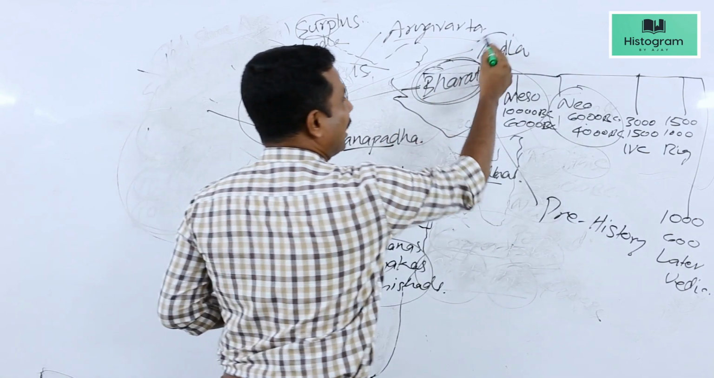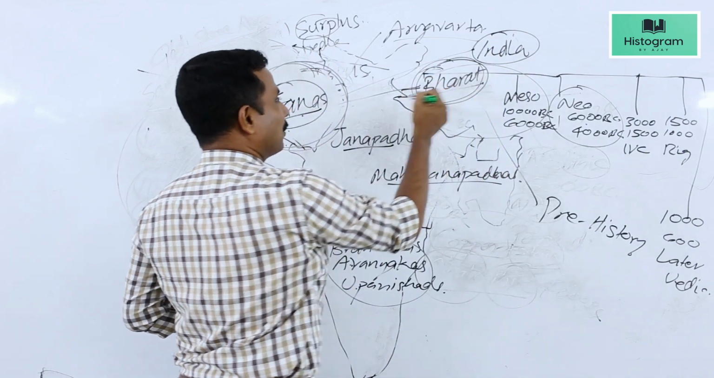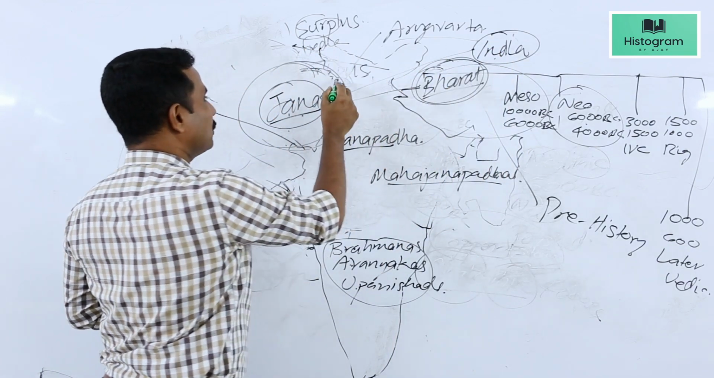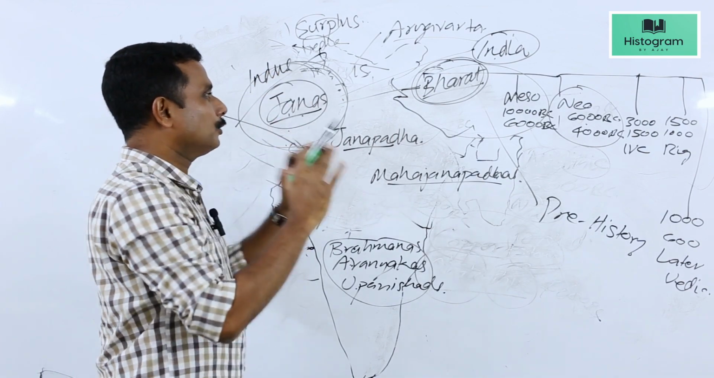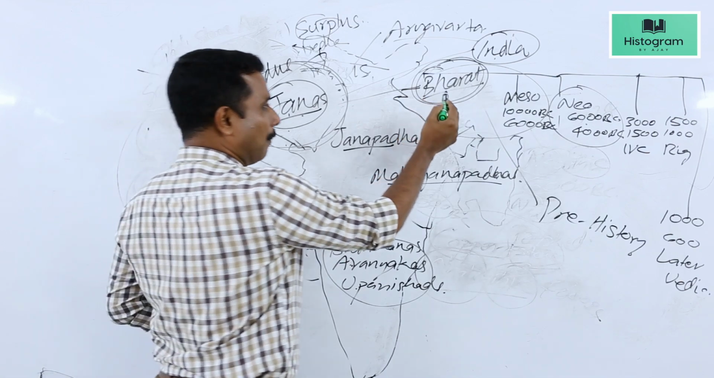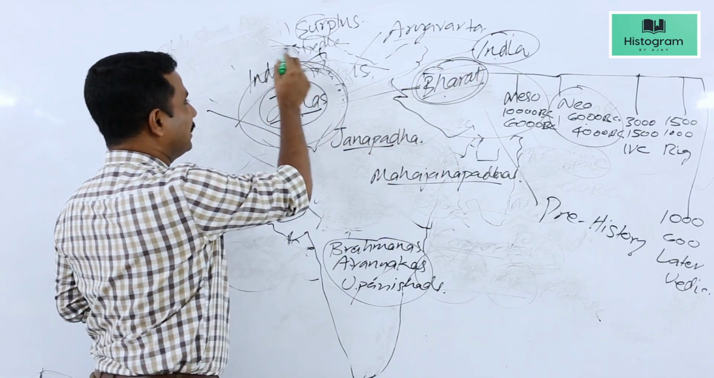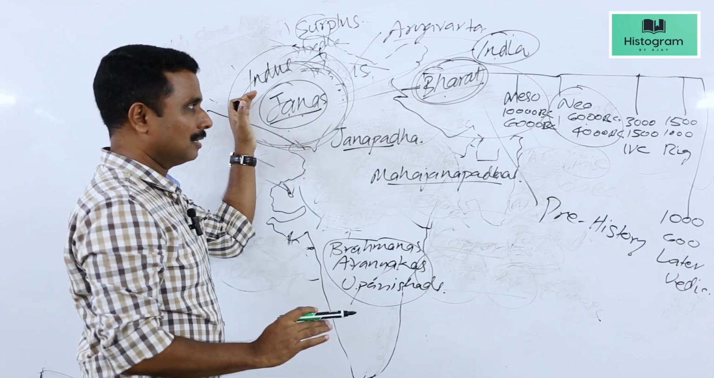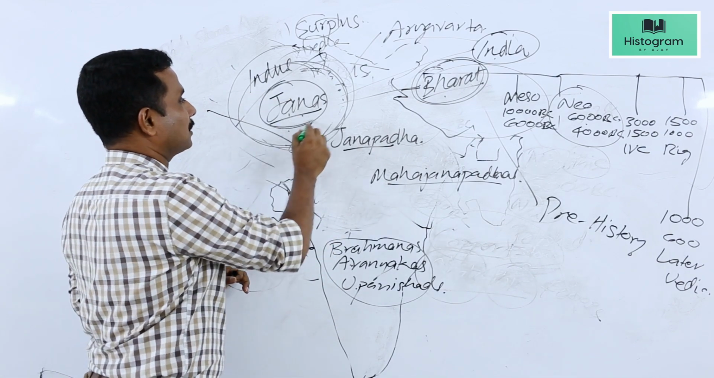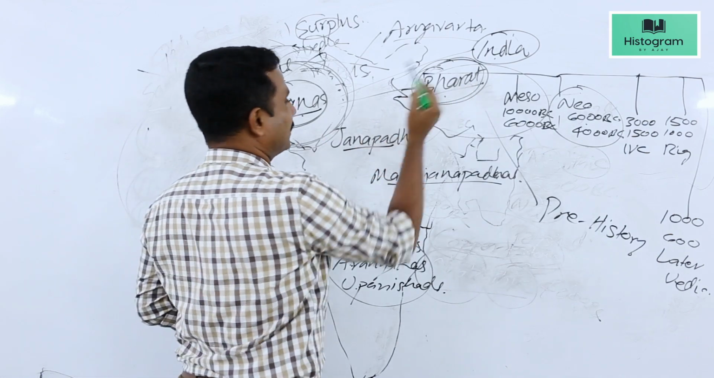Similarly, we have a term called India. Our country is also known as India, which originated from the river Indus. So two names of our country, that is Bharata and India, had been derived during this period. One from the river Indus, the second from one of the tribes of the Rigvedic period, that is the Bharatas.